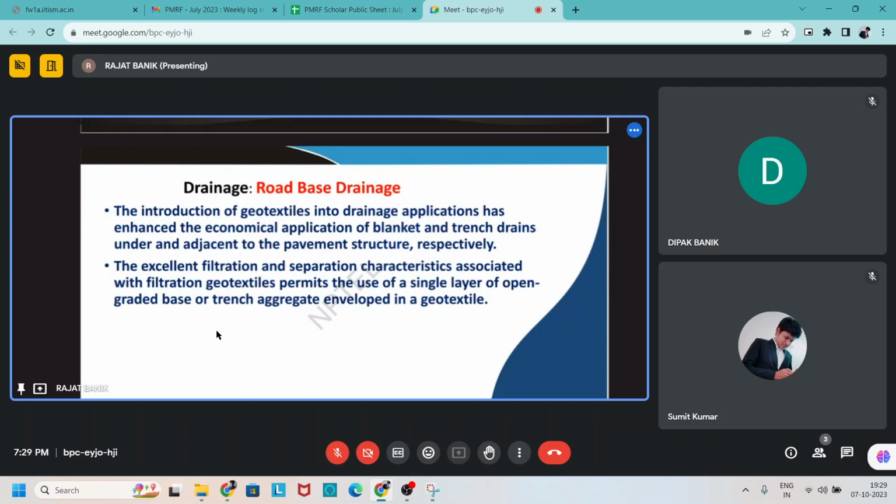on the pavement surface. Mostly it is economical and also built to the trench drain and blanket drain adjacent to the pavement. And it has more functions also. One is filtration and another one is separation.